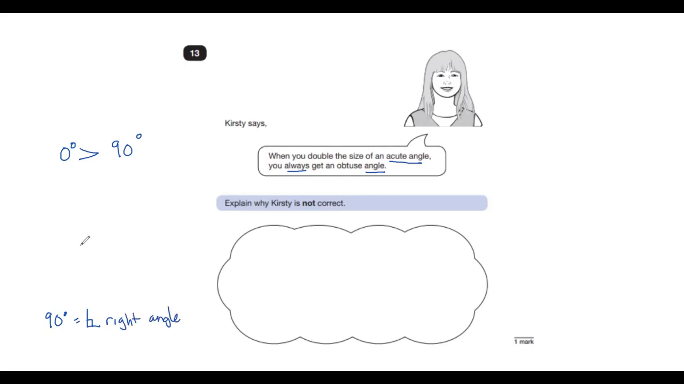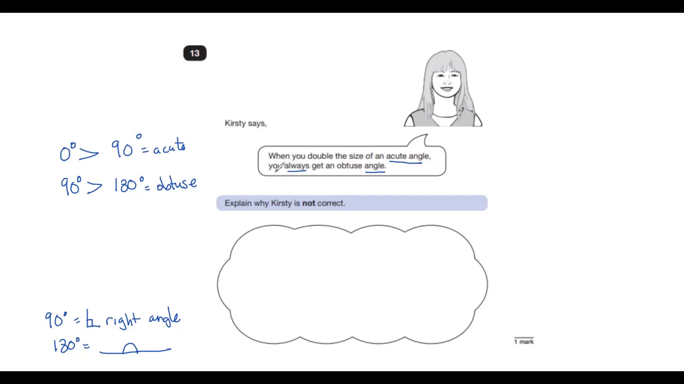An obtuse angle is any angle that is greater than 90 degrees and less than 180 degrees. And that is an obtuse angle. An angle that is 180 degrees is a straight line. So an obtuse angle has to be less than 180 degrees.